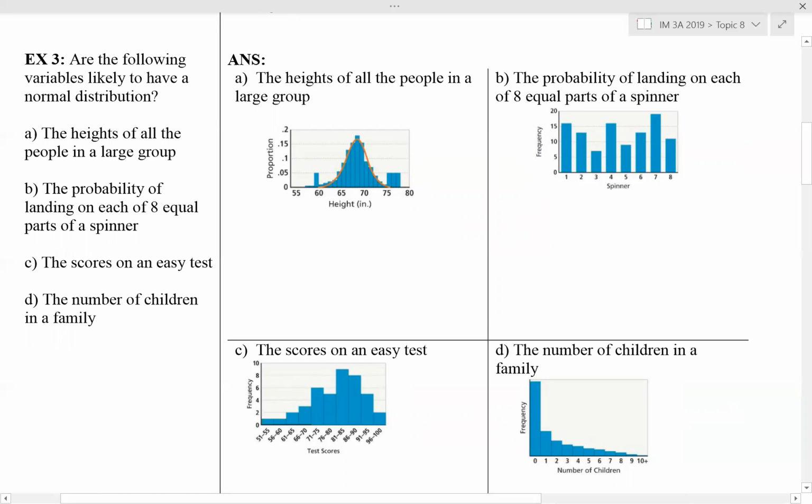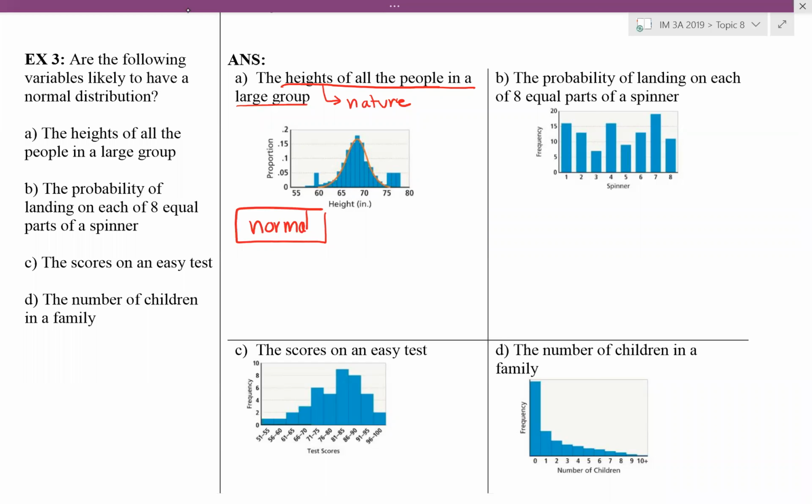In example 3a, we have the heights of all people in a large group. Looking at this distribution, we can see that there are outliers. So it's not perfectly symmetric, but that red line shows us that most of the values are in the middle. So this is something that we can consider a normal distribution. And ultimately, just from looking at the heights of all the people in a large group, the height is something that is made by nature, not by man. So that would say that this would be something that is normal.